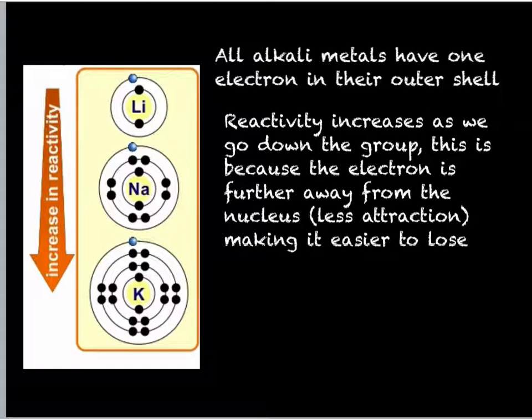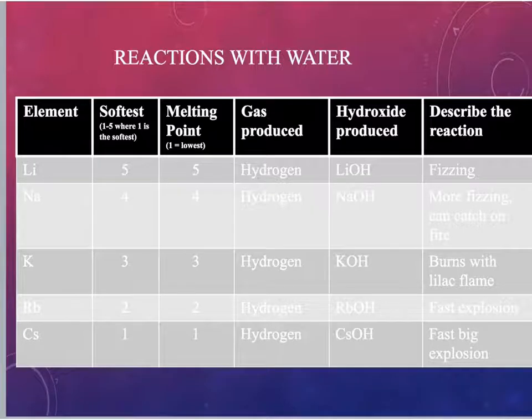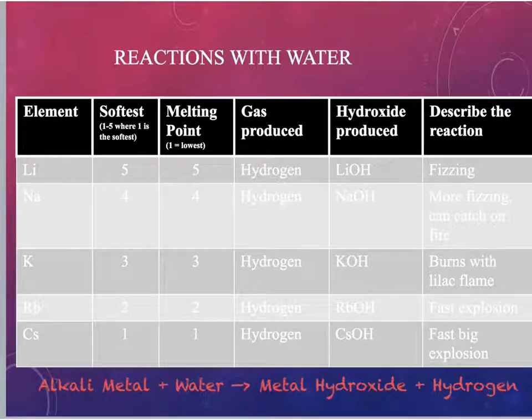As we go down the group, the melting and boiling points also decrease and the atomic mass increases. As previously mentioned, as we go down the group, the melting point decreases. The alkali metals also become softer as we go down the group. You also need to know how they will react with water.